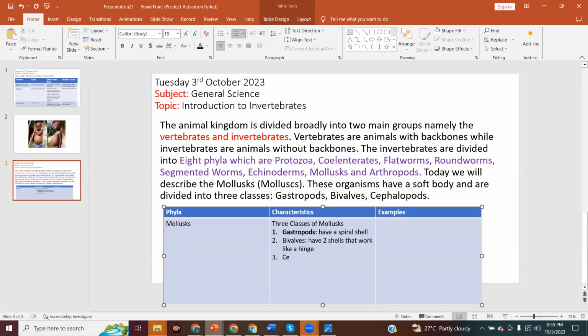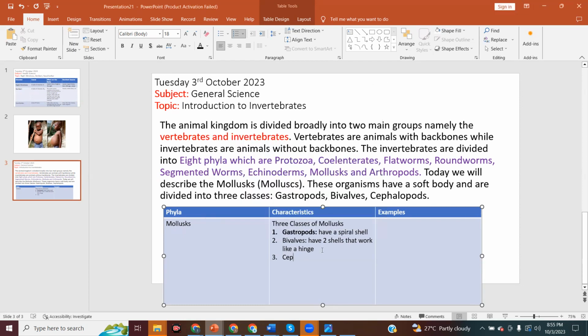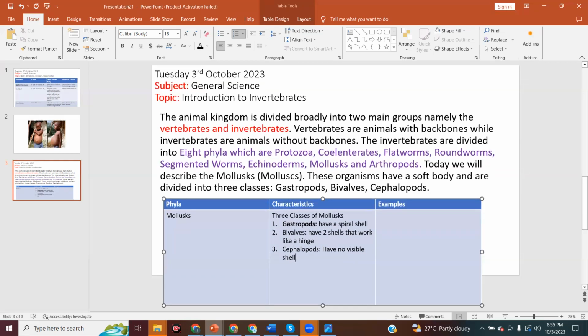And the third one, these ones have no visible shell. Cephalopods. So they have no visible shell.